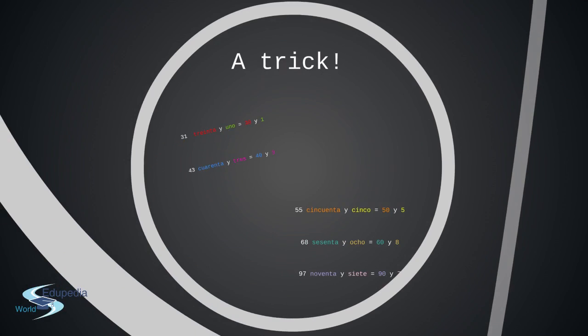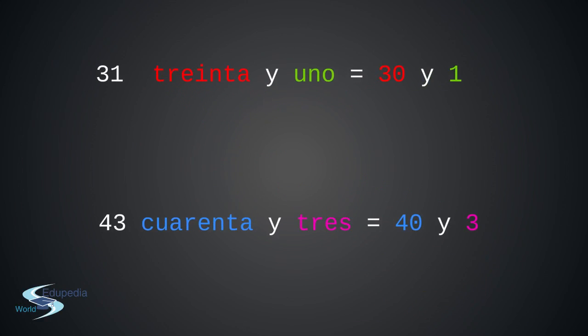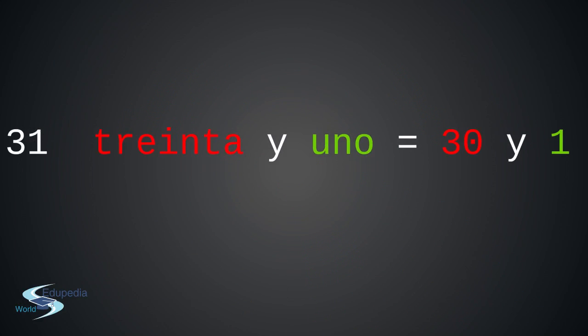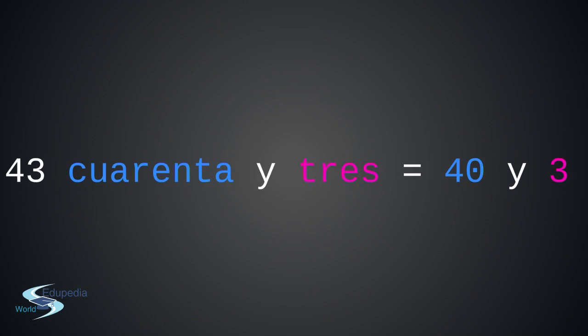And now let's see a trick, un truco, to help you learn the rest of the numbers. Those going from 30 to 40, 41 to 49, and so on and so forth. So, for example, here, 31. You can see 31 is formed by 30, the word e, and the number uno, 1. 30 plus 1. 31. Same happens with 43, for example. 43. Formed by 40 and 3.